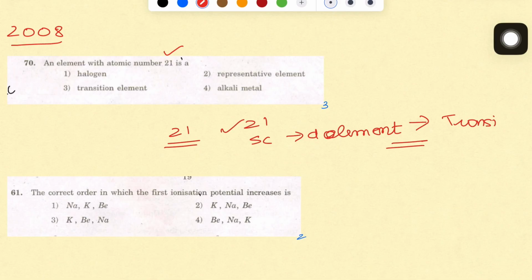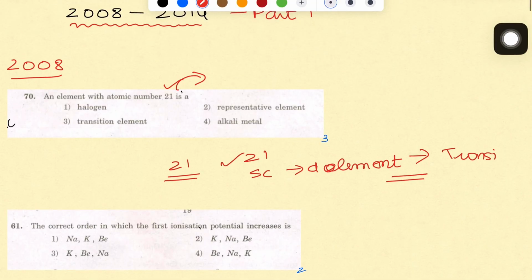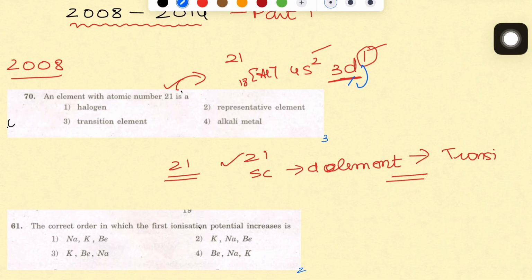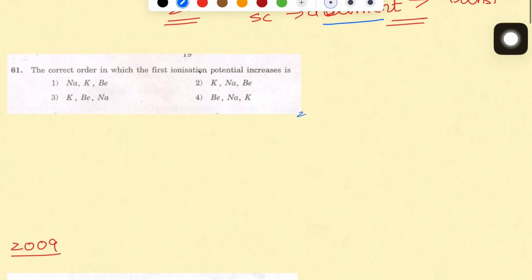One more way to find out is to write the electronic configuration. So 21 means we have argon 18. Next we have 4s2, 3d1. 18 plus 2 we have 20, 20 plus 1 is 21. So it is a D block. To find out which block it is, you have to see the last electron filling. So a D block element is also called a transition element. So the answer is 3.